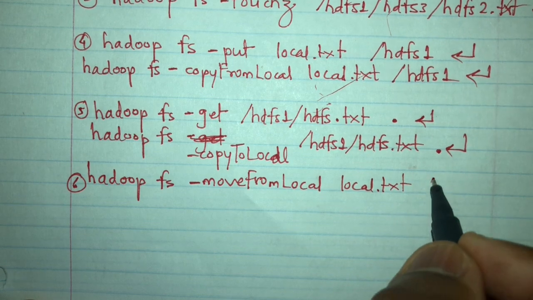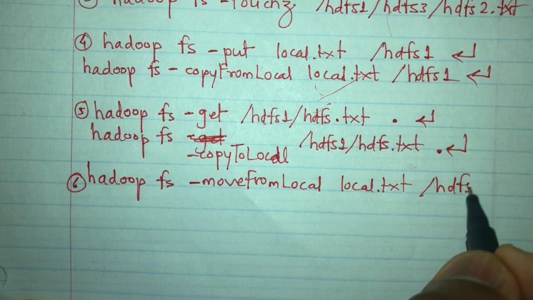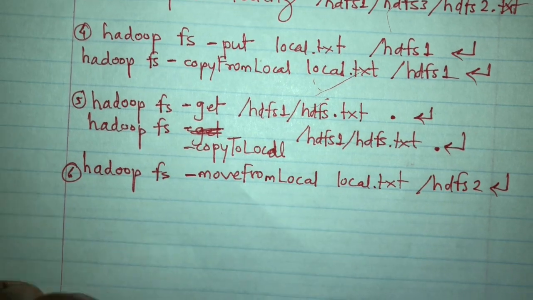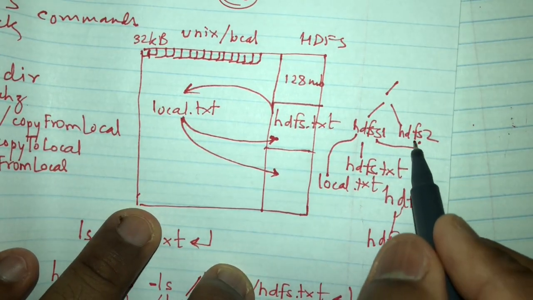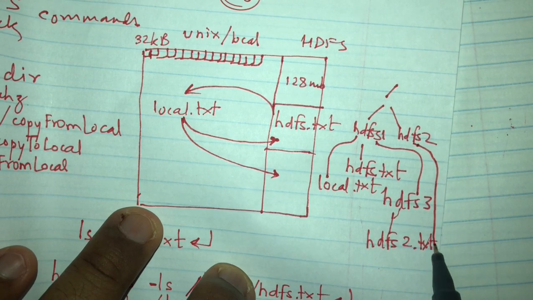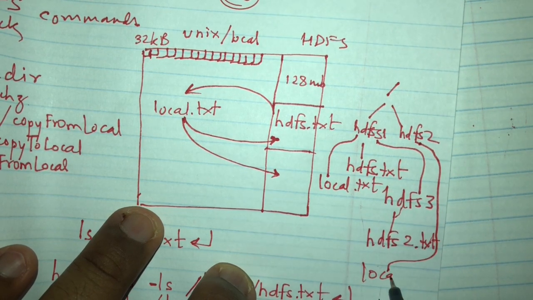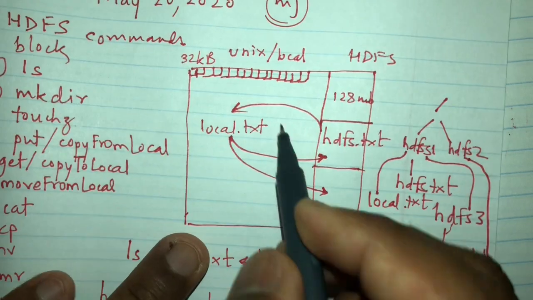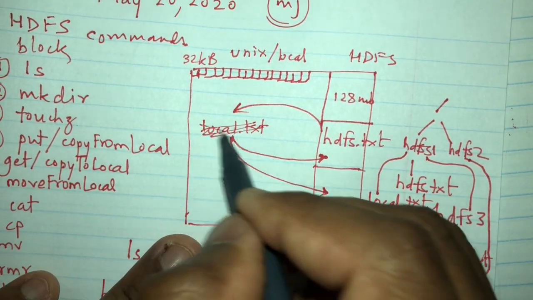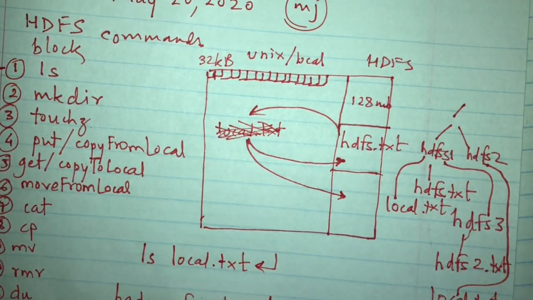Local.txt to slash hdfs2, enter. So the tree structure will become like this. Local.txt will be deleted from here, right?